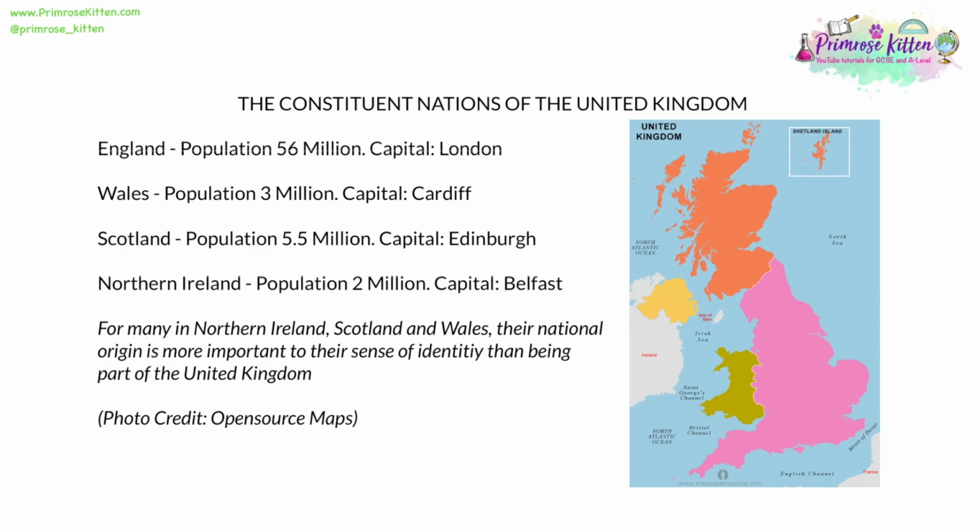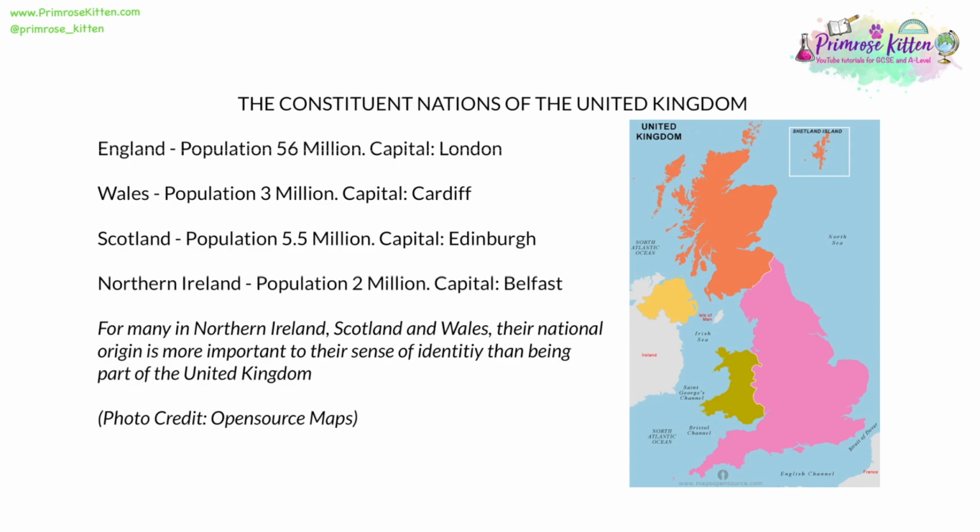There are four constituent nations of the United Kingdom. England, with a population of roughly 56 million, has its capital in London. Wales, with a population of roughly 3 million, has its capital in Cardiff. Scotland, with a population of roughly 5.5 million, has its capital at Edinburgh. And Northern Ireland, with a population of roughly 2 million, has its capital in Belfast.